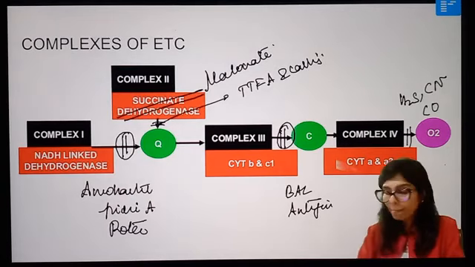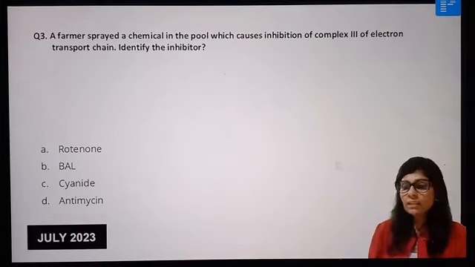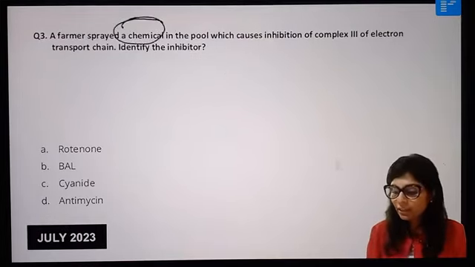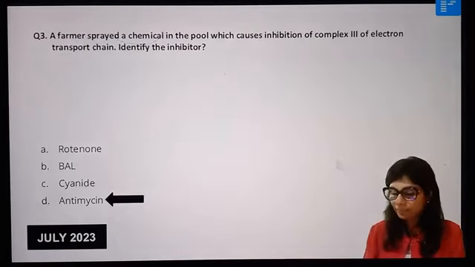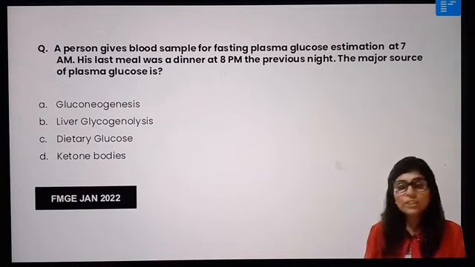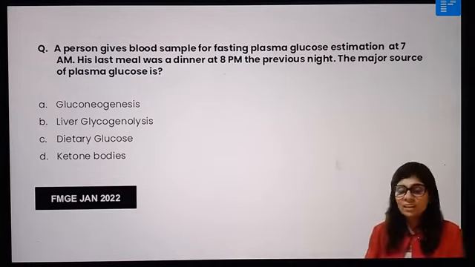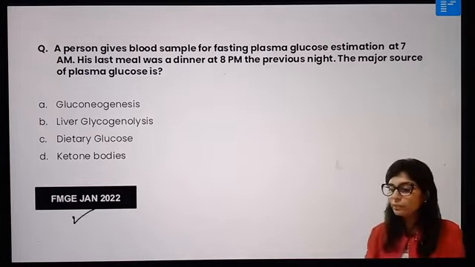Got it? So what is the answer here? Which inhibits complex 3? A farmer sprayed a chemical. So what is it? It is antimycin. A person gives a blood sample for plasma glucose estimation at 7 a.m. His last meal was a dinner at 8 p.m. the previous night. Jan 2022 MCQ.